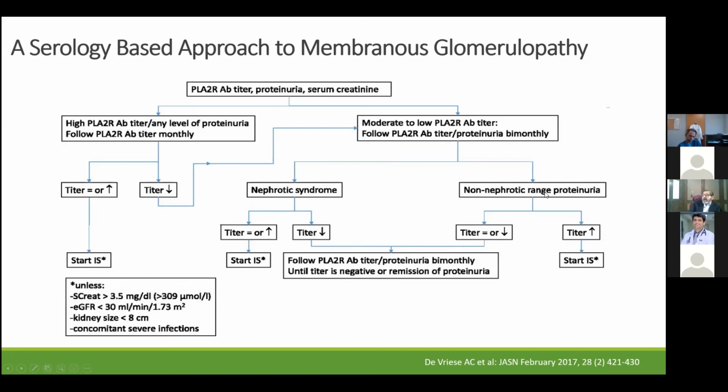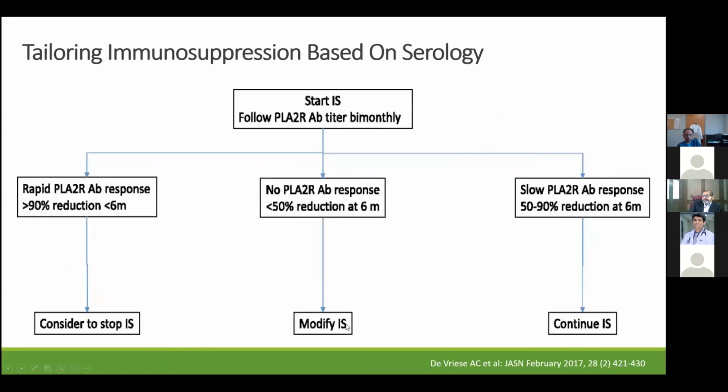Now, if you have non-nephrotic proteinuria and the titer starts going up, you're probably going to start immunosuppression, because if the titer is steadily going up, you're going to get into trouble. But if the titer is stable or going down and it's non-nephrotic proteinuria, you continue to follow. So it's all intuitive, right? If you're having a high level of immune activity and the kidney is hurting, you're probably going to treat them. If your immune activity is getting better and the kidney is stable, then probably hold back and see how things turn out.